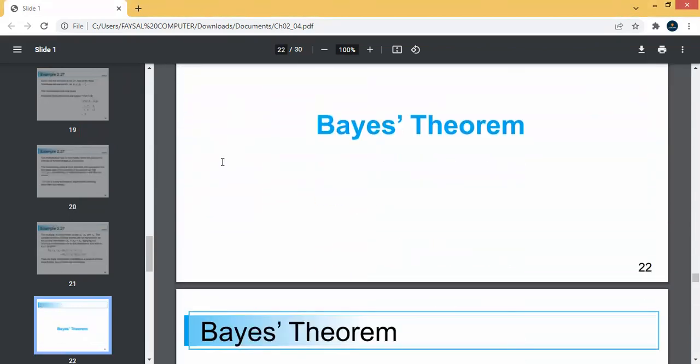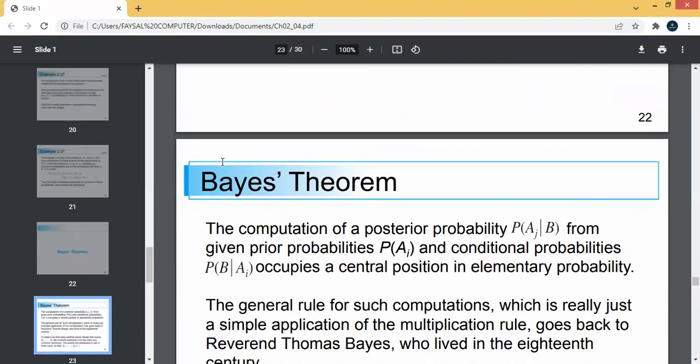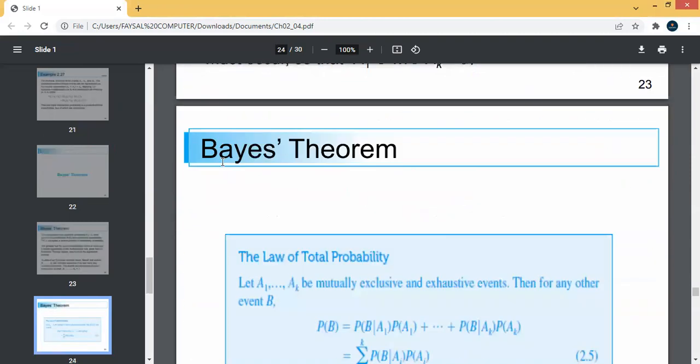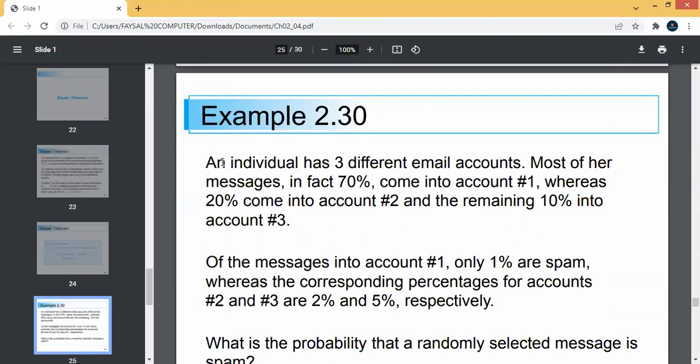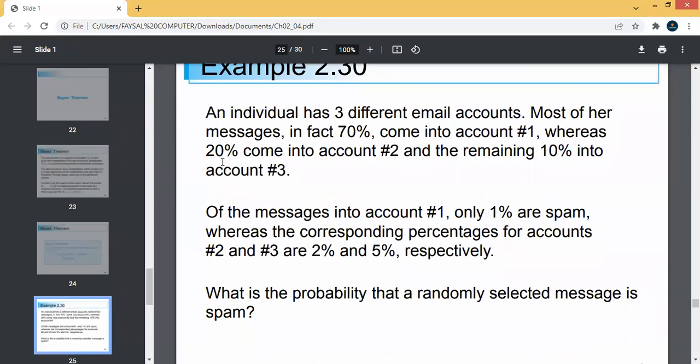Okay. Now, Bayes' theorem. Bayes' theorem is an important theorem. An individual has three different email accounts. Most of her messages, in fact 70%, come in account one, whereas 20% come in account two, and the remaining 10% into account three.